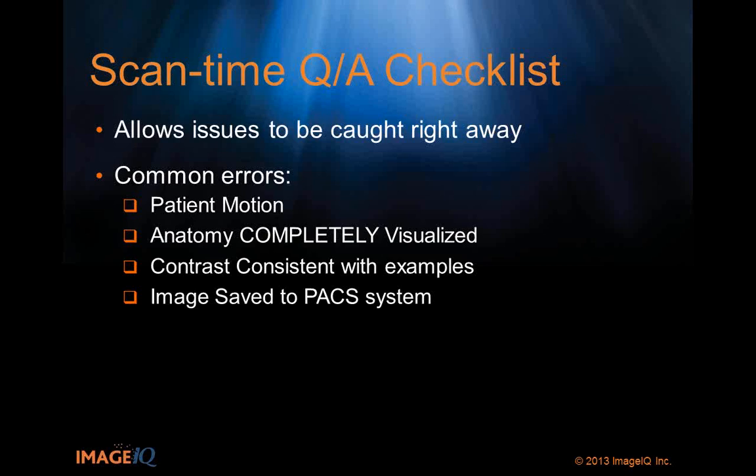Checklists certainly don't have to be like our yellow legal pad, a whole page of documentation. It can easily be two or three things. Check the patient motion, make sure the anatomy was completely visualized. Did it save to PACS? I know you pushed the button, but did it get there? Did it get there without problems? Did it get there as you intended it to? Those are really important.